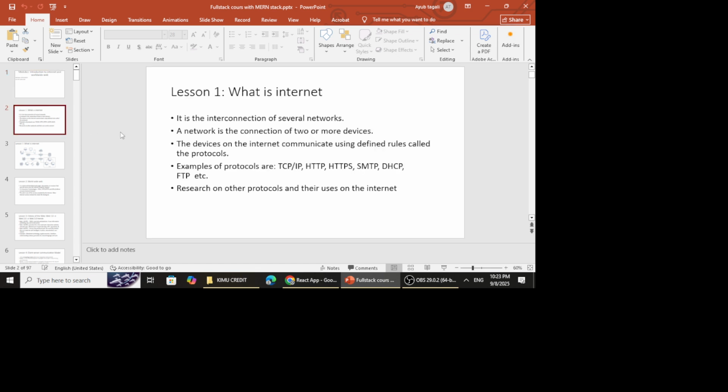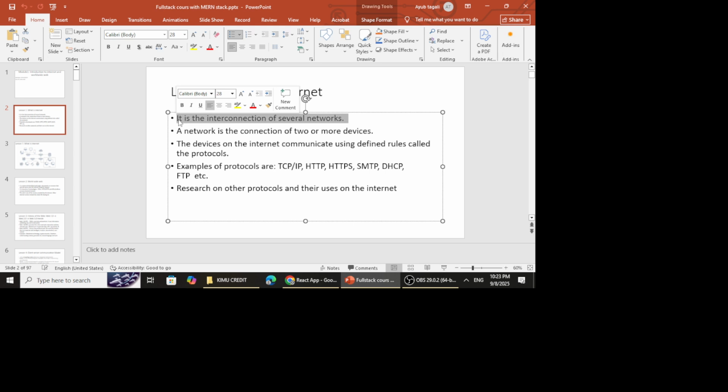So we start with lesson 1 by defining what is the internet. The internet is simply the interconnection of several networks. And what is a network? A network is a connection of two or more devices. When you have two or more devices connected to each other, either through wireless media or through wired media, then you form a network.